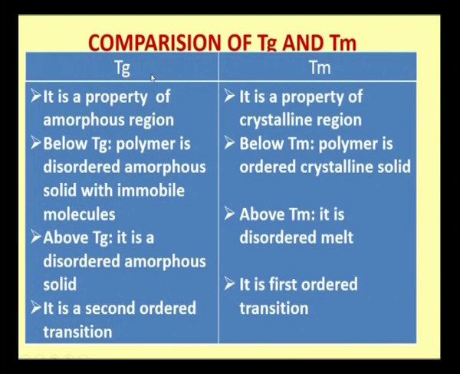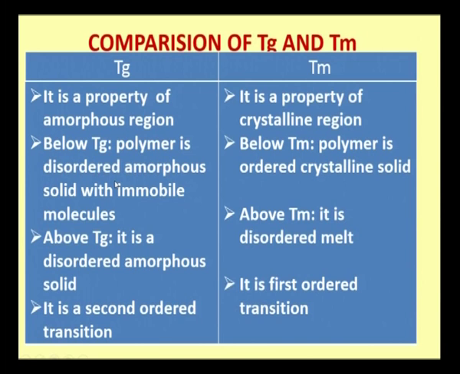Glass transition temperature, or Tg, is basically a property of the amorphous region in the polymer, whereas Tm, a sharp melting point, is basically a property of the crystalline region. And we know very well that the polymer consists of both amorphous as well as crystalline regions. But when you have a more crystalline polymer, it may show a sharper Tm value and not show a Tg value at all. Similarly, when you have a more amorphous polymer, it will show a Tg value. At the same time, it may not show the melting point at all.